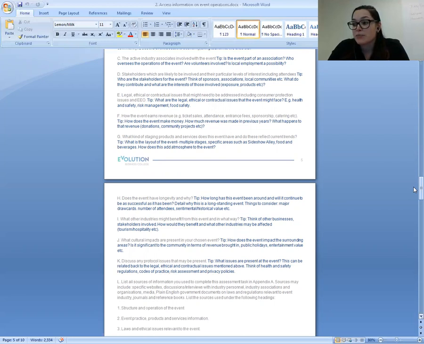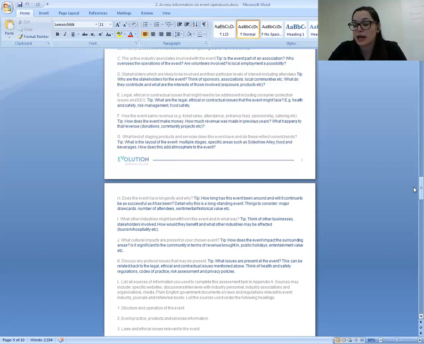What cultural impacts are present in your chosen event? So how does the event impact the surrounding areas? Is there a cultural significance to the community? Is there any significance to the community in terms of the revenue that's being brought in? So are they benefiting from having money donated from this event to their causes? Is there local employment? Again, that might be a big boost or a cultural impact as well.